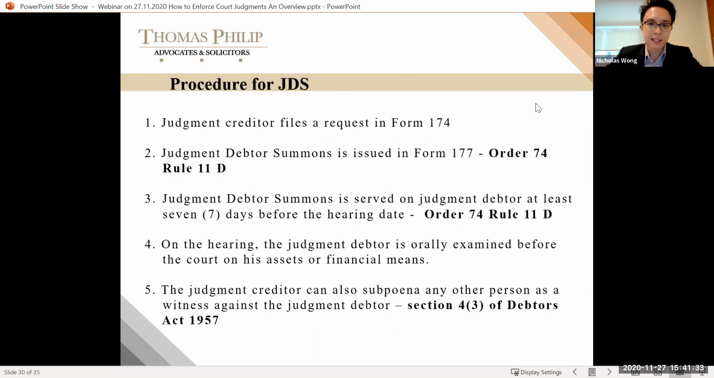Now, the procedure is, well, I won't bore you with the details. Your lawyers will handle this for you, but you file a certain form, all right? It's issued, it's sealed by the court, and then you have to serve it on the judgment debtor at least 7 days before the hearing date. So similar to the Garnishee order earlier that we were referring to, right? You've got to serve a certain number of days before the date that the court has given you for hearing or for return of the matter. And at that point, they have to attend in person to be examined orally.